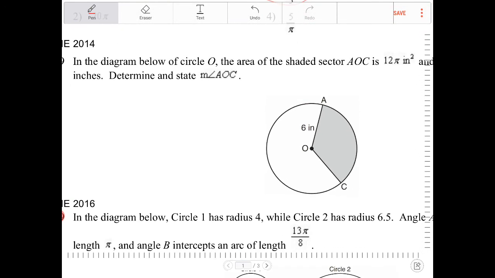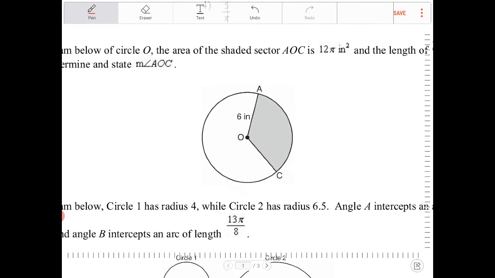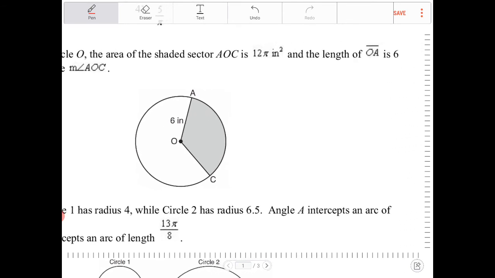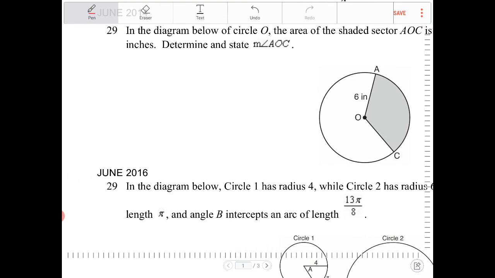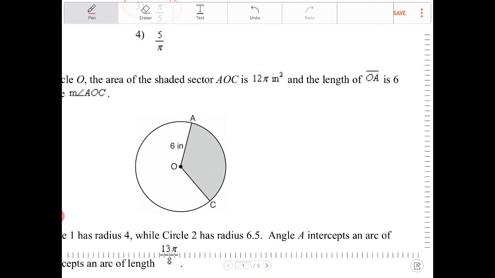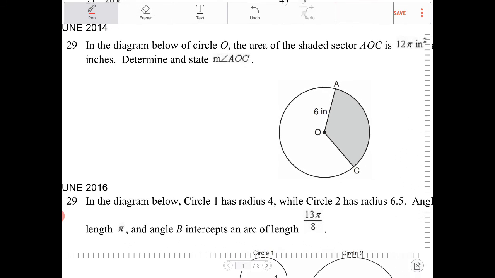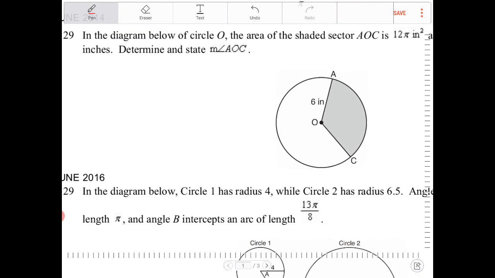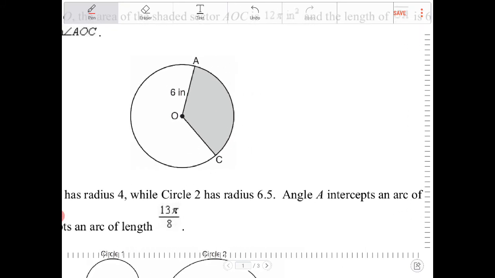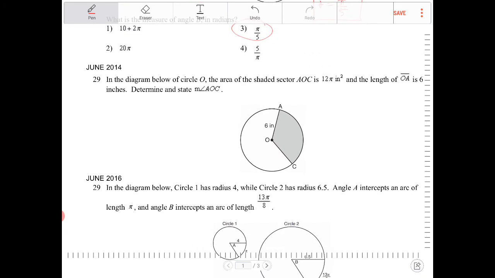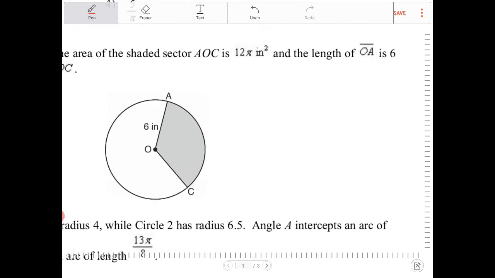In the diagram below, circle O, the area of the shaded sector is 12 pi inches squared. The length of OA is 6. Determine and state angle AOC. So in this problem, it didn't state what form to leave the answer in, whether in degrees or radians, because this question is not a multiple choice question.